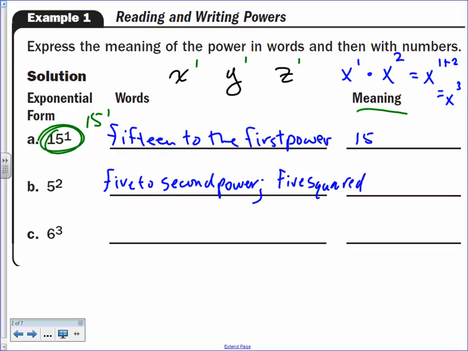Okay, what's its meaning? 5 what? Exactly. 5 times 5. So the exponent basically tells me how many times I'm multiplying the base, right?